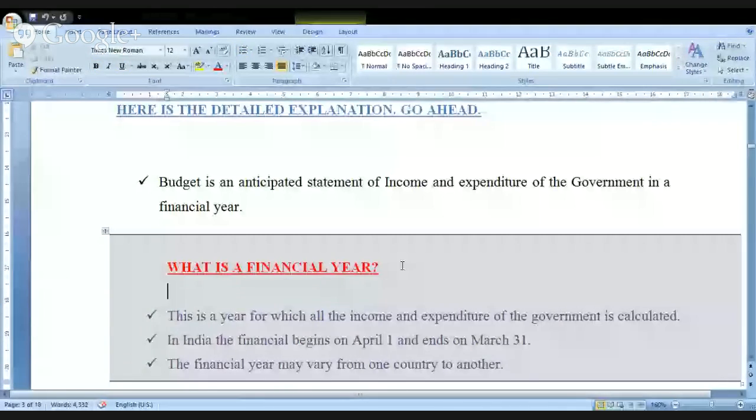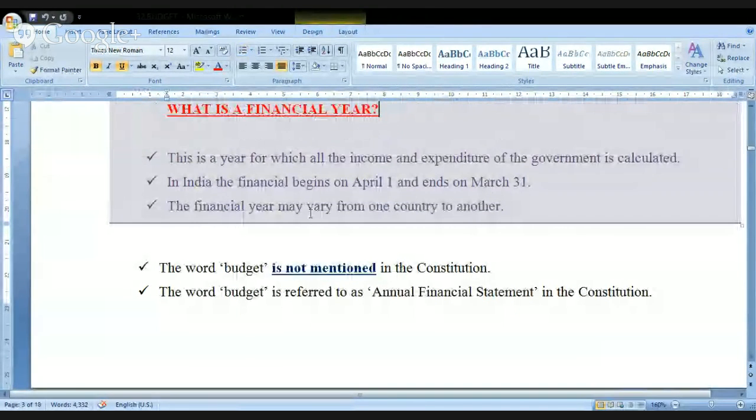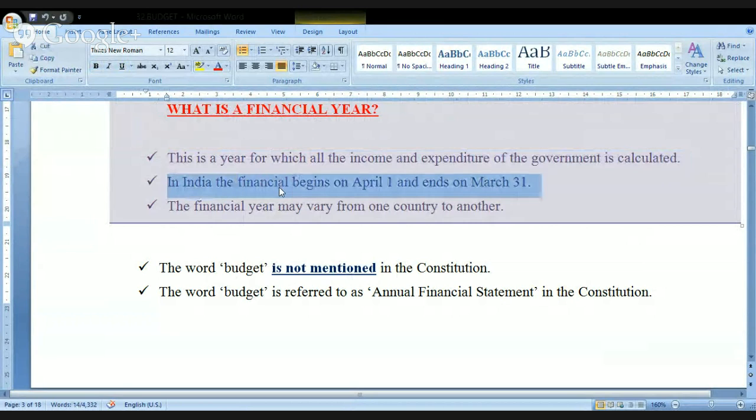All right, next. I'll show you the document. Look at this now. So what is financial year? Look at this. This is a year for which all the income and expenditure of the government is calculated. In India, the financial year begins on April 1st and ends on March 31st. All these things we have seen in the previous class, so we can move very fast now. And the financial year may vary from one country to another. Next one.